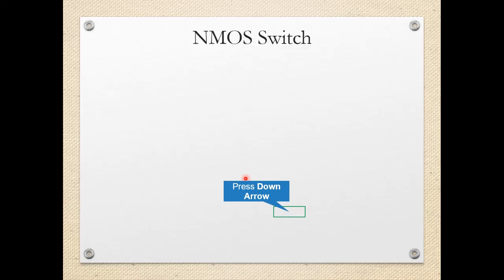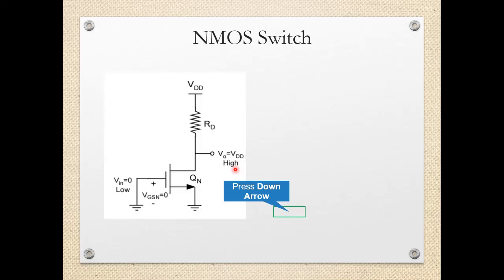We'll go for the NMOS switch, and we'll see the difference between this NMOS and CMOS. If we consider only one device as a switch, how will the operation be? So NMOS is considered as a switch over here, and you can see that the input Vin is equal to 0 or logic low. When the input is low, the output will be logic high because the device will not conduct, and the output will be connected to VDD through this resistor RD. So output will be equal to VDD.